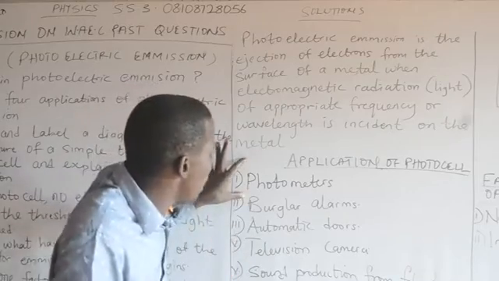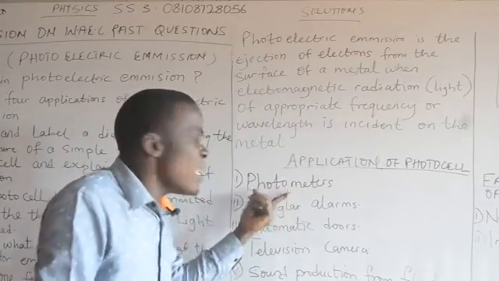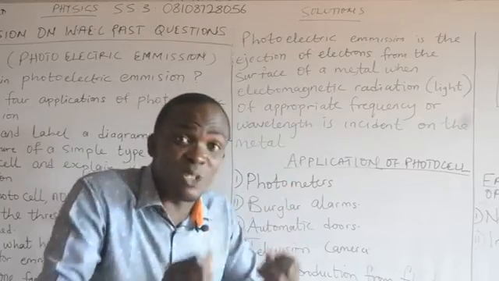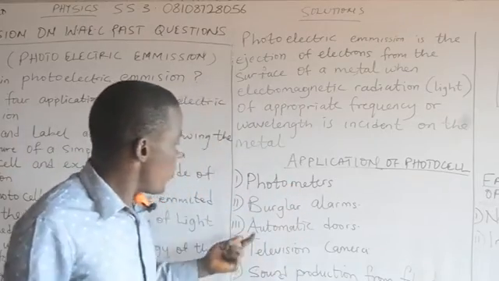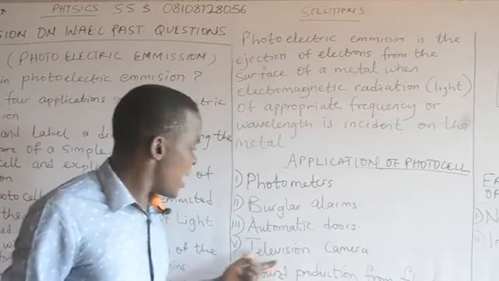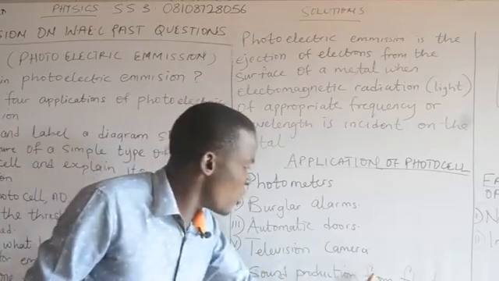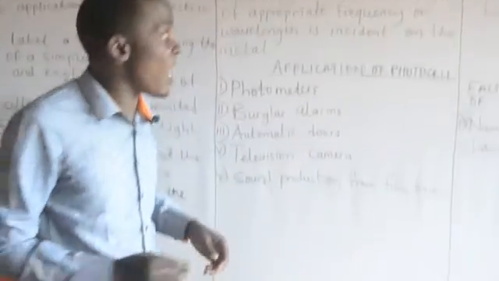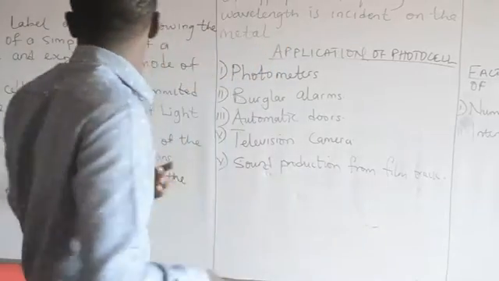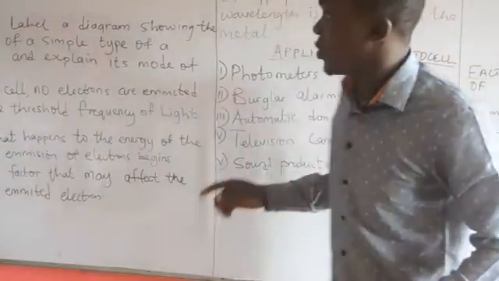We've been able to detect some photometers that has to do with the nature and the intensity of light whenever they are detected. Then we talk about the automatic doors, the television camera, the sound production from the film track. Now, having said that, then we have the next question.